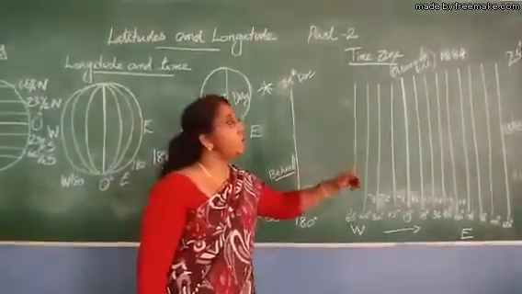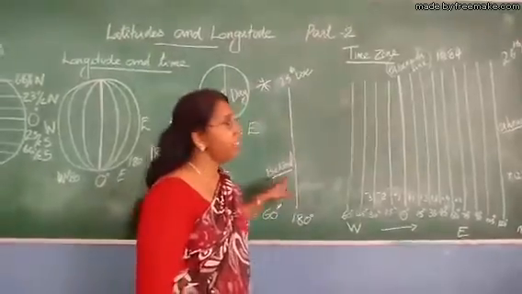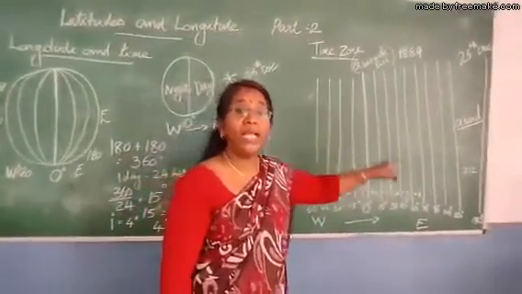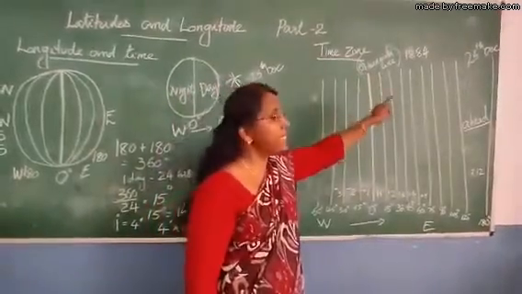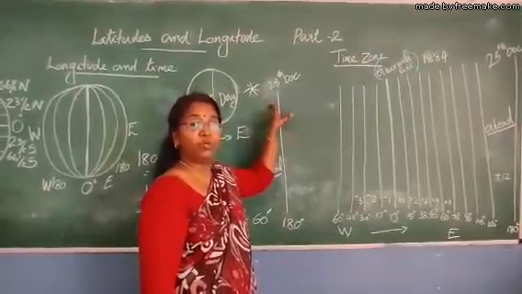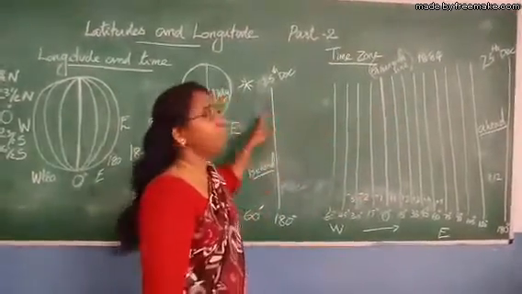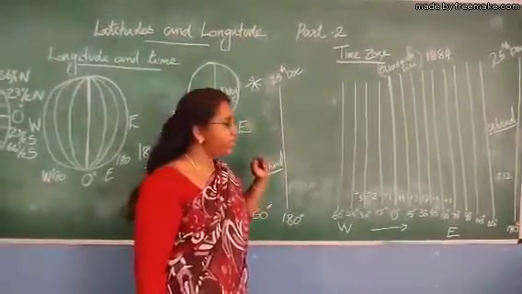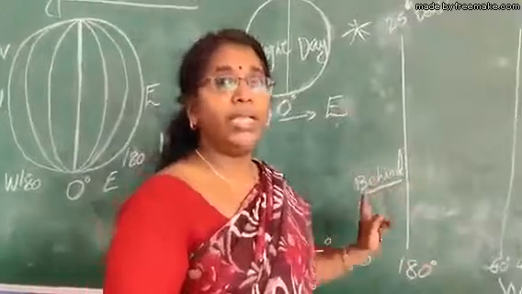Why? Because always in the Western Hemisphere it is one day behind, and in the Eastern Hemisphere one day ahead. Understood? So when you have 25th December in the Eastern Hemisphere, in the Western Hemisphere it is 24th December. When there is 26th December here, there it is 25th December. So you understood? I hope that you understood this concept very clearly.